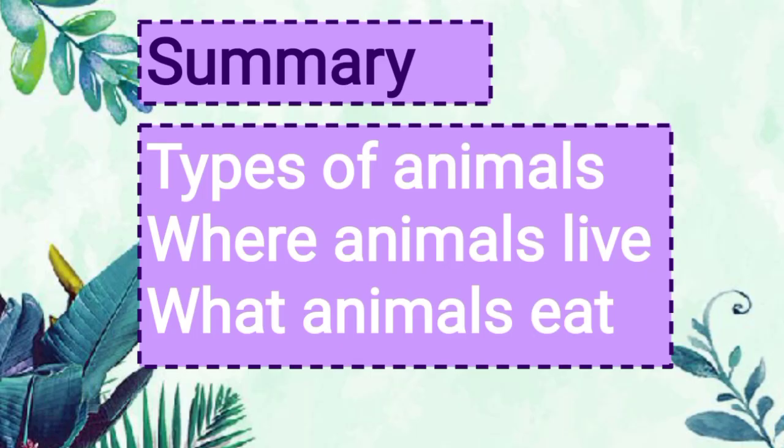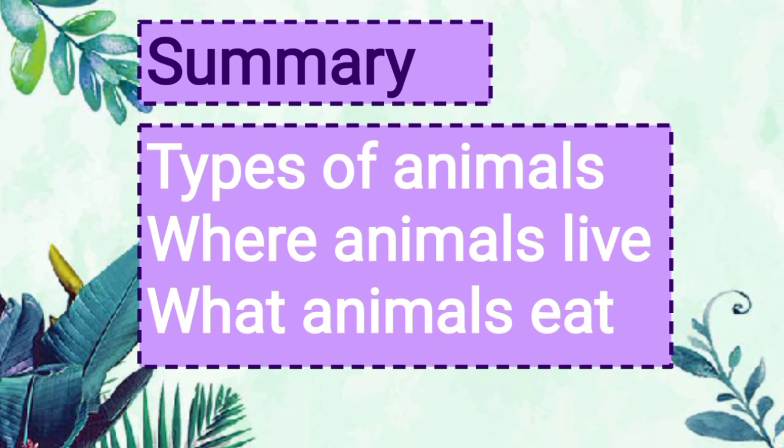So today we have learned that based on the presence or absence of backbone, animals can be divided into 2 groups, vertebrates and invertebrates. And animals with a backbone, or vertebrates, can be further divided into groups such as fish, birds, amphibians, reptiles and mammals.